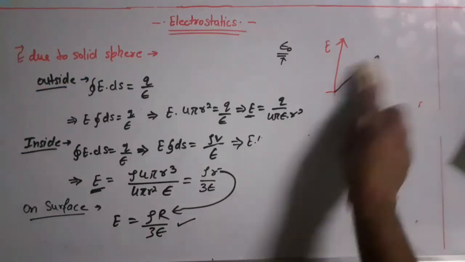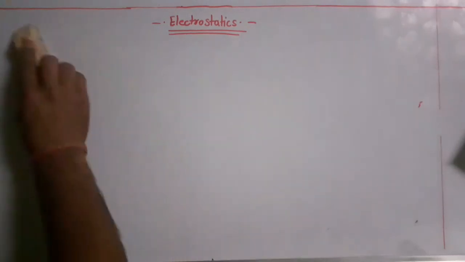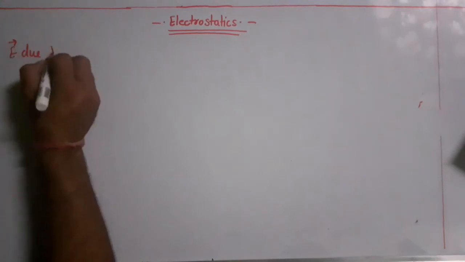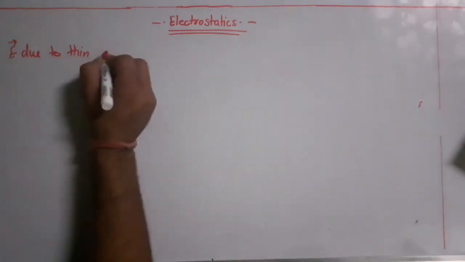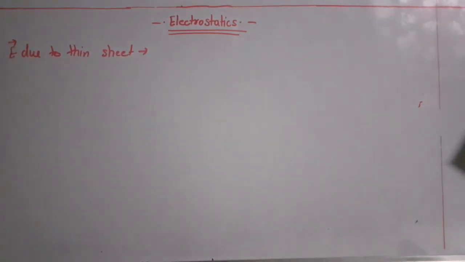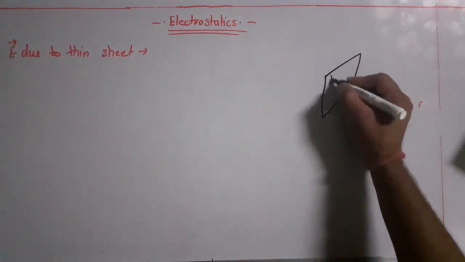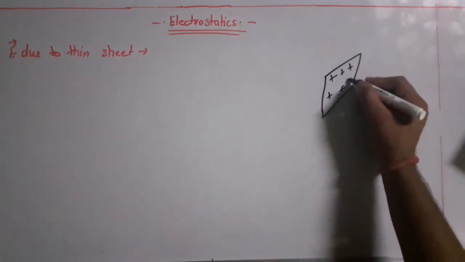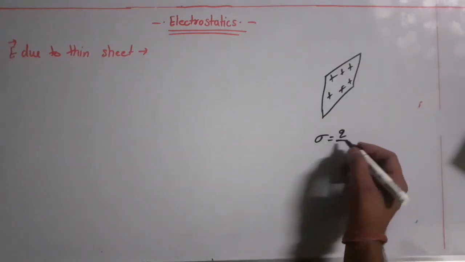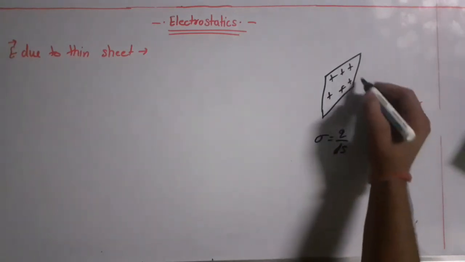Our next and last topic is electric field due to a thin sheet. Let's draw our thin sheet. Let's assume this one is our thin sheet which has a positive charge density, or we can say that sigma is equal to q by s, or we can say sigma is equal to dq by ds. This is surface charge density.